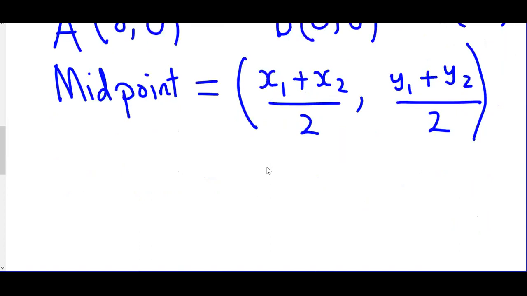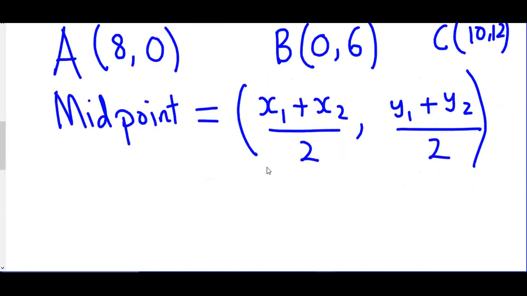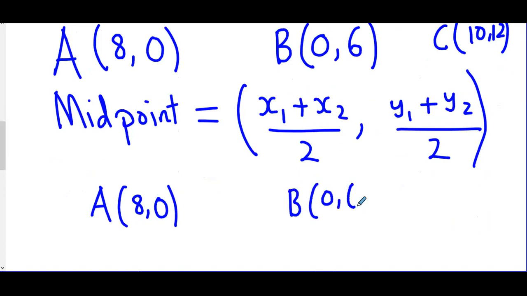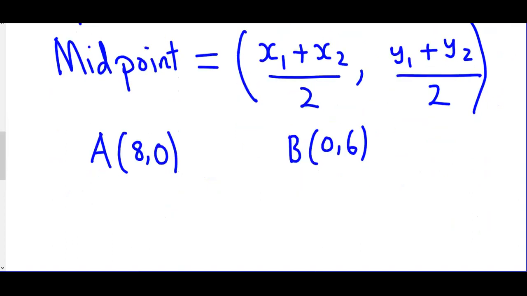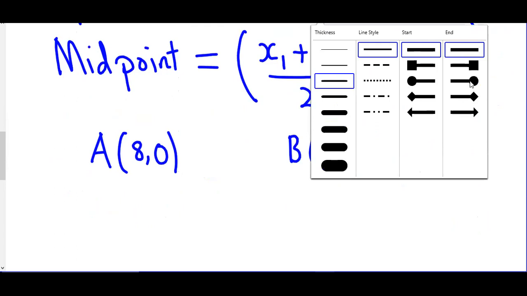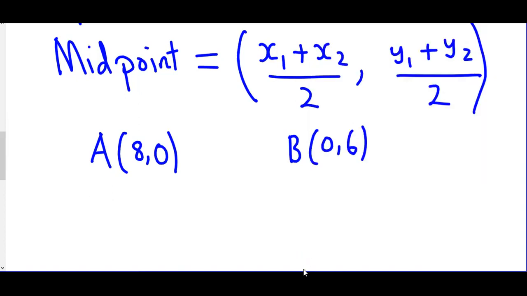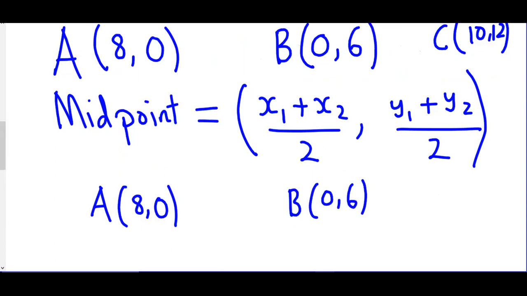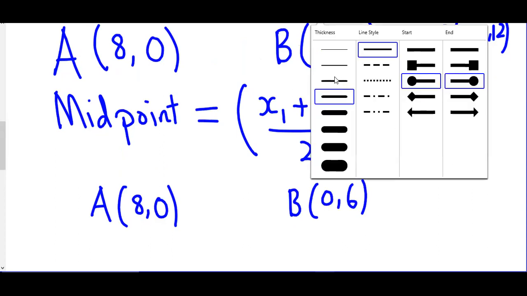What I'm going to do is put point A there with coordinates 8, 0, and then put the coordinates of B, which are 0, 6. So the line which they are talking about is the line from A to B.